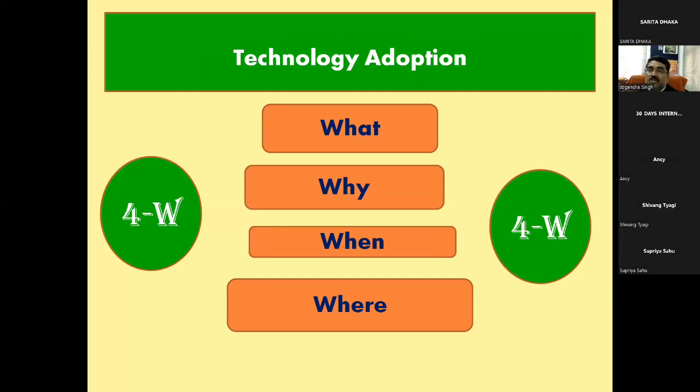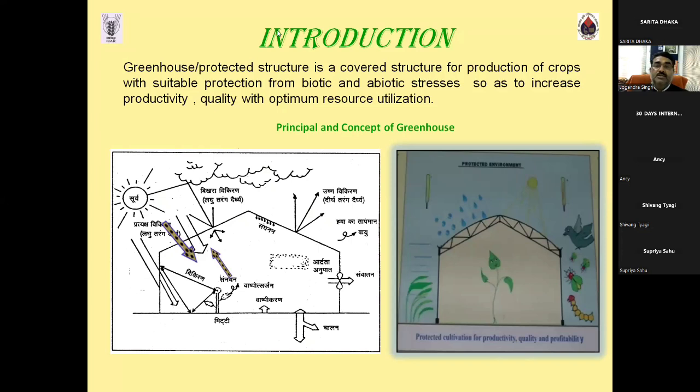4W: as if taking an oath from the inner heart, मुझे अंदर से ओथ लेनी होगी कि 4W क्या, मतलब जब हम प्रोटेक्टेड कल्टीवेशन को स्टार्ट करेंगे. We should ask what, why, when and where. These 4W are most important for starting protected cultivation. If you are satisfied with the 4W, you can start protected cultivation technology.